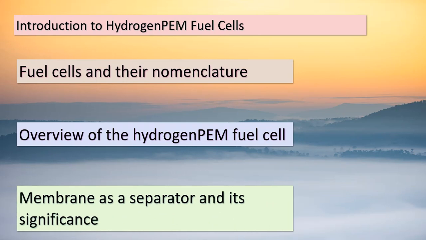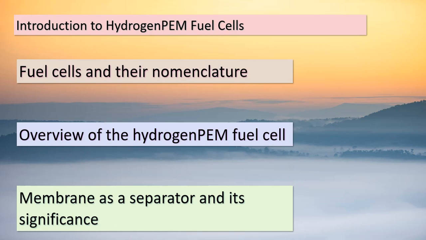Today, we're delving into the intriguing realm of fuel cells and exploring a specific type known as the hydrogen PEM fuel cell. Fuel cells are often named based on the fuel or electrolyte they use. In this case, PEM stands for either proton exchange membrane or polymer electrolyte membrane. Now, pay close attention to the structure of this fuel cell.